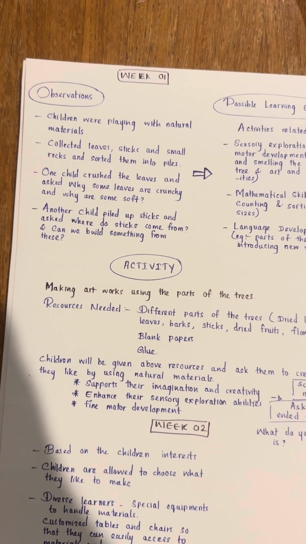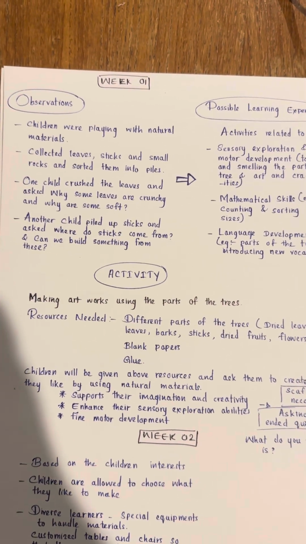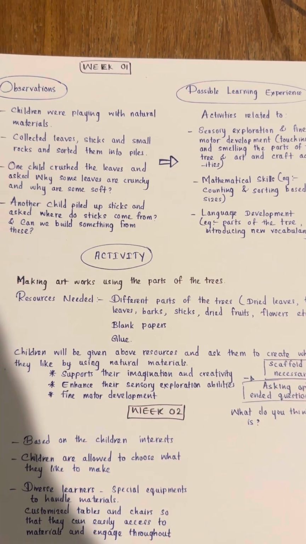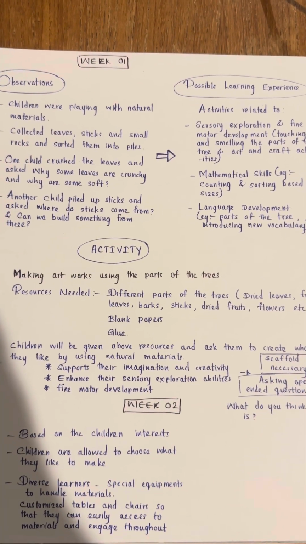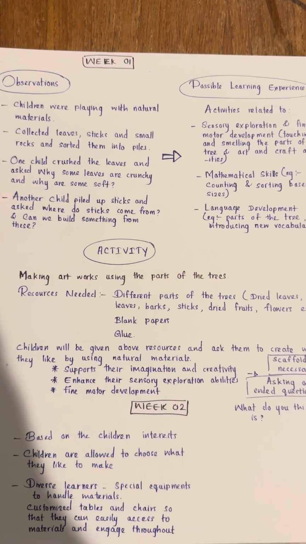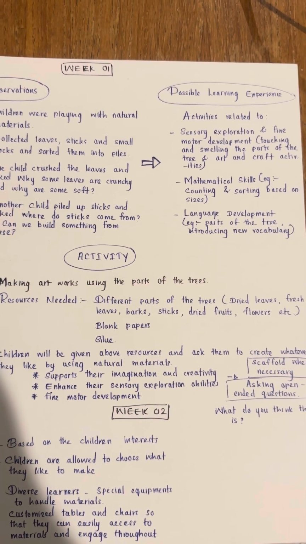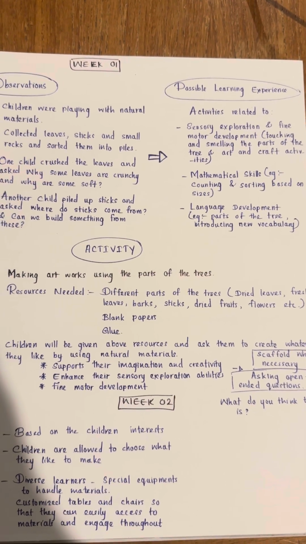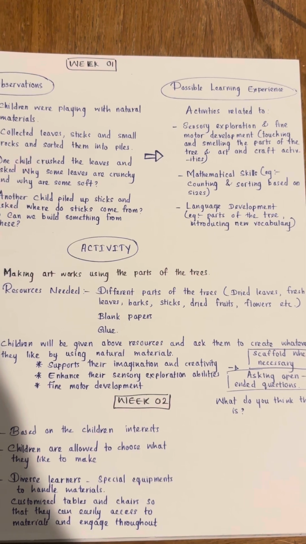So, after considering all, I planned a learning experience related to artworks. I provided them with different parts of the tree, such as dried leaves, fresh leaves, bark, sticks, dried fruits, flowers, and blank papers and glue.